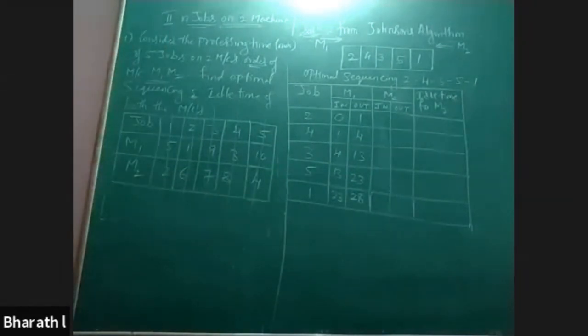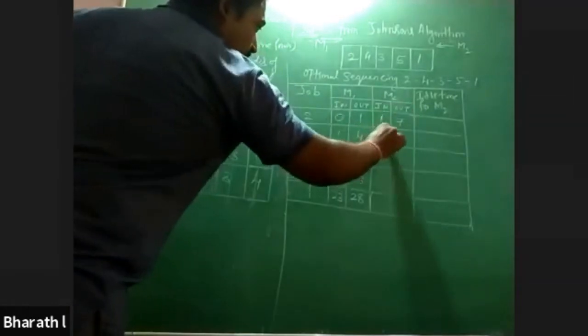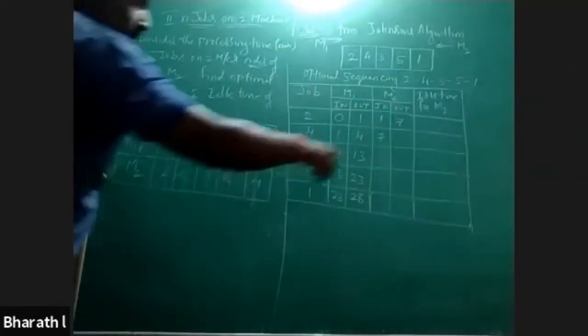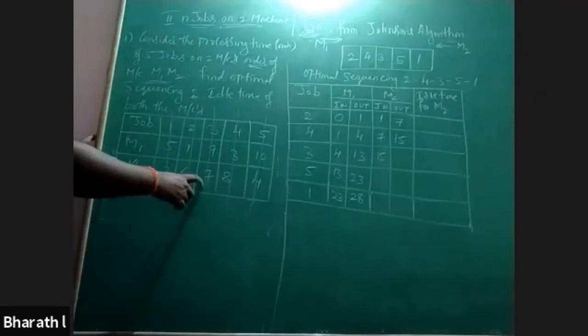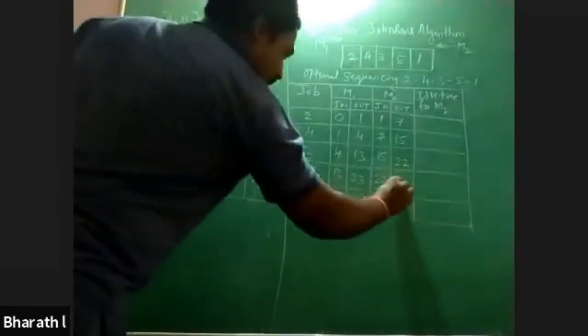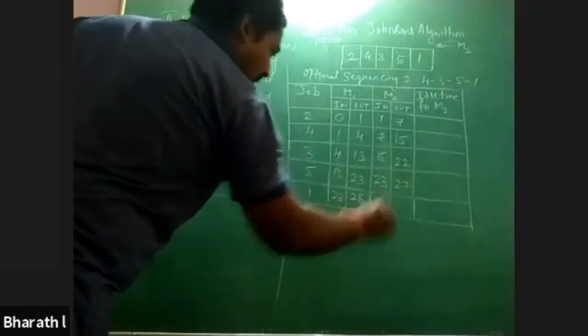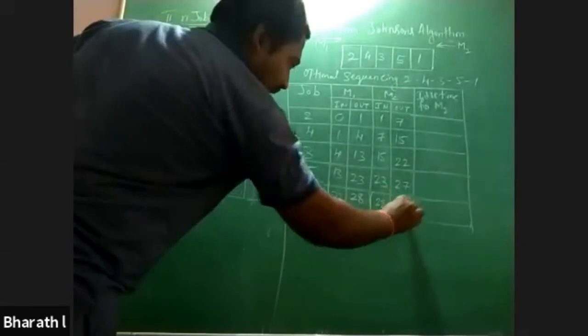Next for machine 2, the in time is 1 for job 2. For job 2 we have 6. 6 plus 1, 7. Here you write 7. For job 4 it is 8. 8 plus 7, we will get 15. Here you write 15. For job 3 you have 7. 7 plus 15, you get 22. Here you write 23. 23 plus 4, we get 27. Here you write 28. For job 1 it is 2. 2 plus 28, we get 30.